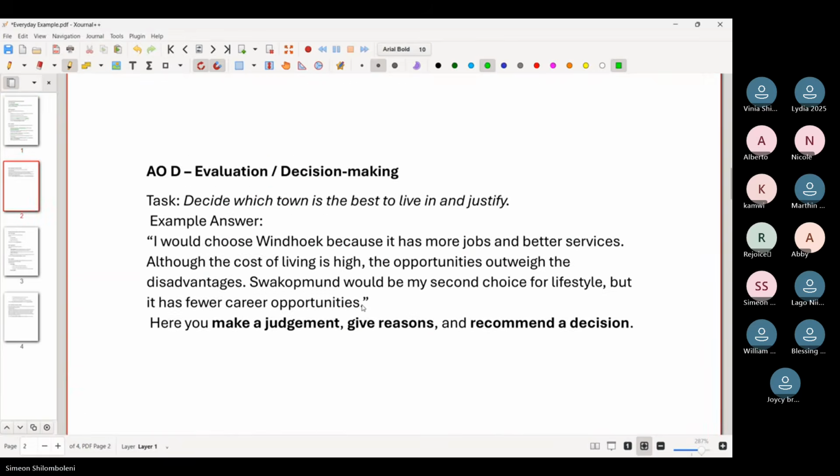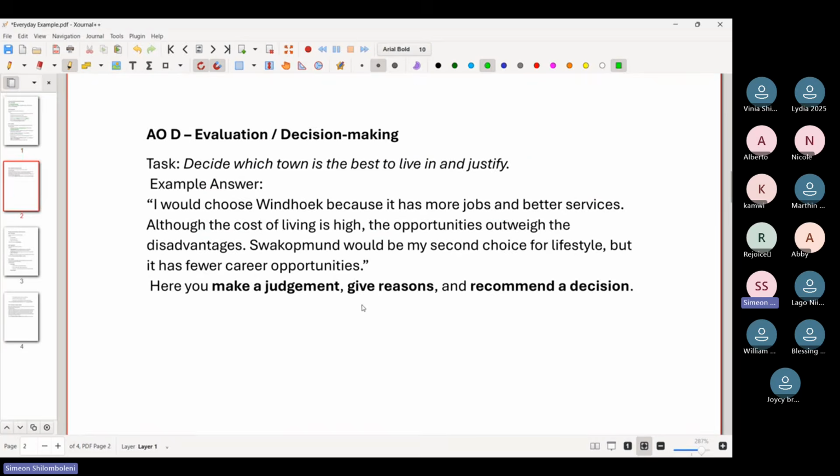And then when you come here, then you are now saying evaluation. You are now going to decide which town is best to live in, and then you justify. I would choose Windhoek because it has more jobs and better services. Although the cost of living is high, the opportunities outweigh the disadvantages. Swakop will be my second choice for the lifestyle and so on. So you can see you are now giving a judgment, a decision, a recommendation. That is now from our everyday example.